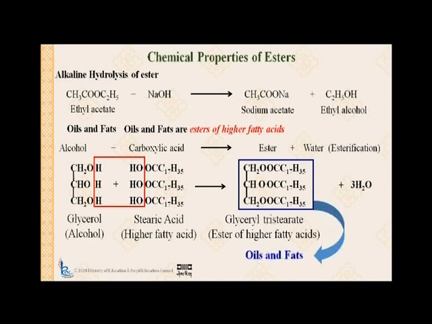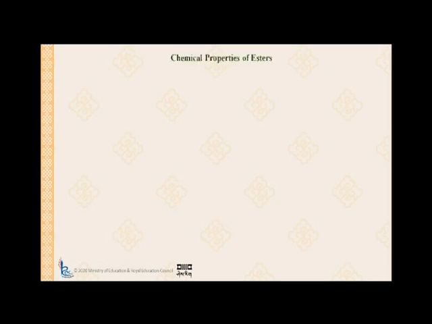These esters are known as oils and fats, because the definition says oils and fats are esters of higher fatty acids. And these oils and fats are the raw material for the manufacture of the soaps that we use daily in our daily life. Now let's see how these oils and fats are used in preparing or manufacturing soap.